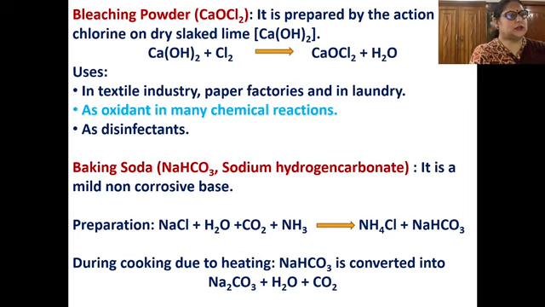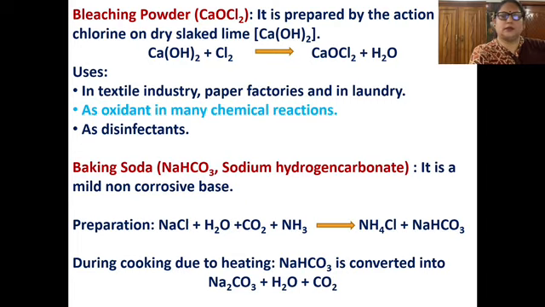Next is baking soda. Baking soda, the formula is NaHCO3, that means sodium bicarbonate or sodium hydrogen carbonate. It is a mild non-corrosive base. So here we can prepare sodium bicarbonate. Preparation is important for you. How can we prepare baking soda, and the formula is also important. Baking soda we can prepare mainly from sodium chloride and ammonia, by passing carbon dioxide gas and water vapor, and the byproduct, ammonium chloride, a salt, will form along with sodium bicarbonate.